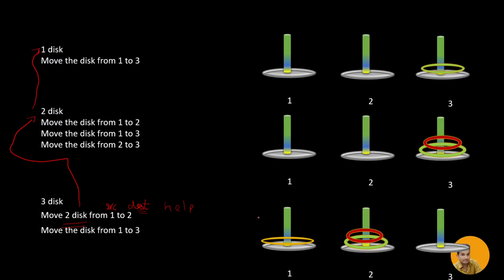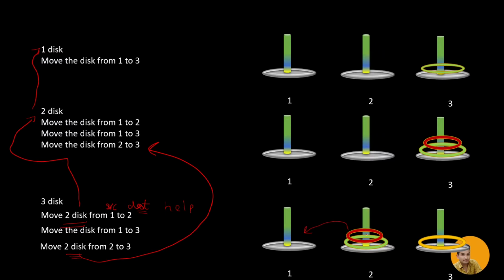Then I can simply move this yellow disk from 1 to 3. Then we need to again move these two disks from 2 to 3. Remember, in this movement of two disks, I am not taking two at a time. I am following this method to move the two disks. First I will keep the red one over the first tower, then I will put the green one over here, and from the first tower I will put the red one here. So this is how I am going to do it.